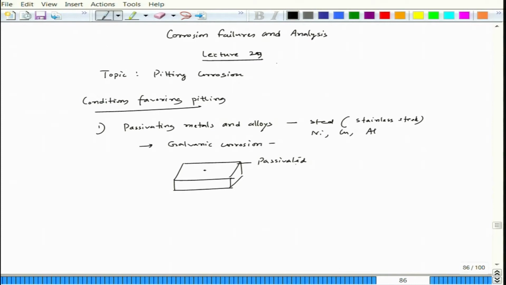Let us say it is in a neutral medium, and of course, there are some chloride ions present. Now, if that small part is broken, then that small part becomes the anode. And you can mention a small microscopic break in the passive layer.